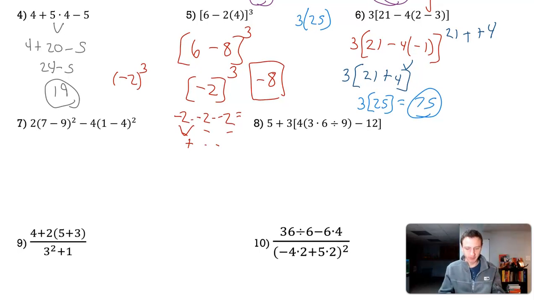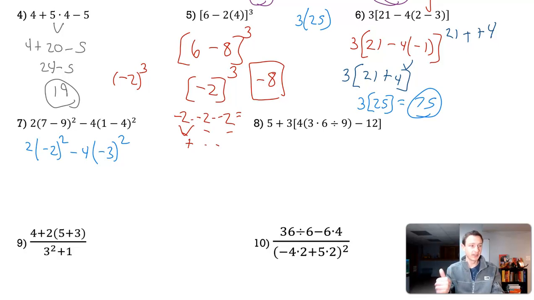Okay, now we're getting into some more interesting problems. Number 7, we have 2 times 7 minus 9 squared, where the 7 minus 9 is being squared only, minus 4 times 1 minus 4 squared, where only the 1 minus 4 is being squared. So go through the order of operations. We have multiple parentheses here, so I want to evaluate all of those. So 2 times 7 minus 9, 7 minus 9 is negative 2 squared, minus 4 times 1 minus 4 is negative 3 squared.